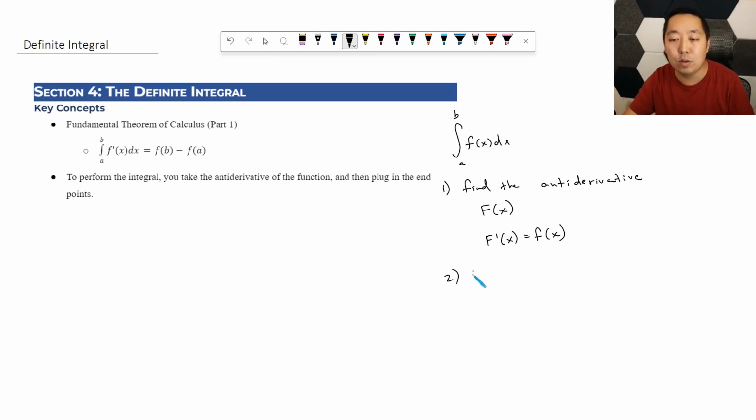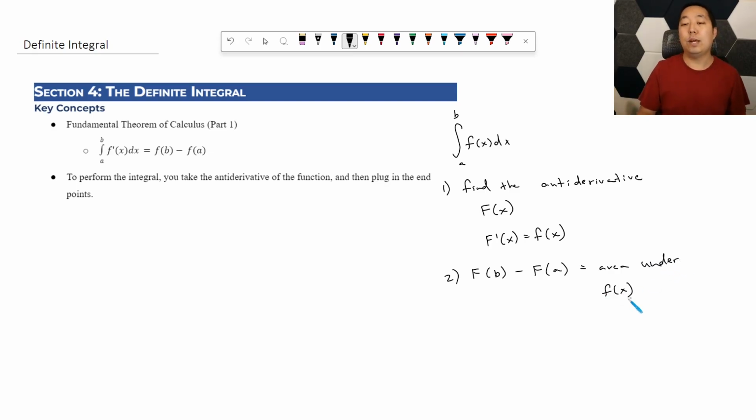And step two is you do not have to do anything other than simply plugging in the endpoints and subtracting them. And that will give you the area under little f of x. That's really cool because, rather than doing all that limit stuff, it just requires me to compute the antiderivative and then just plug in the two endpoints and subtract them. That's all it's saying. So that's it.